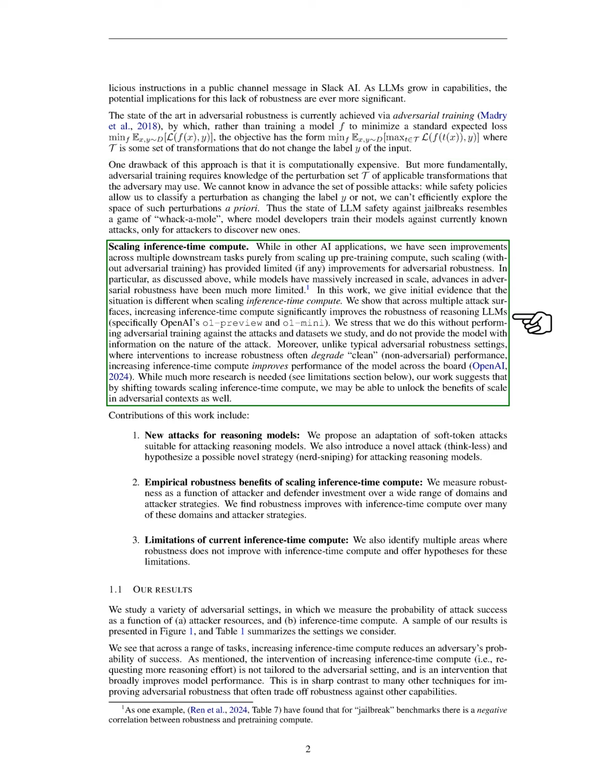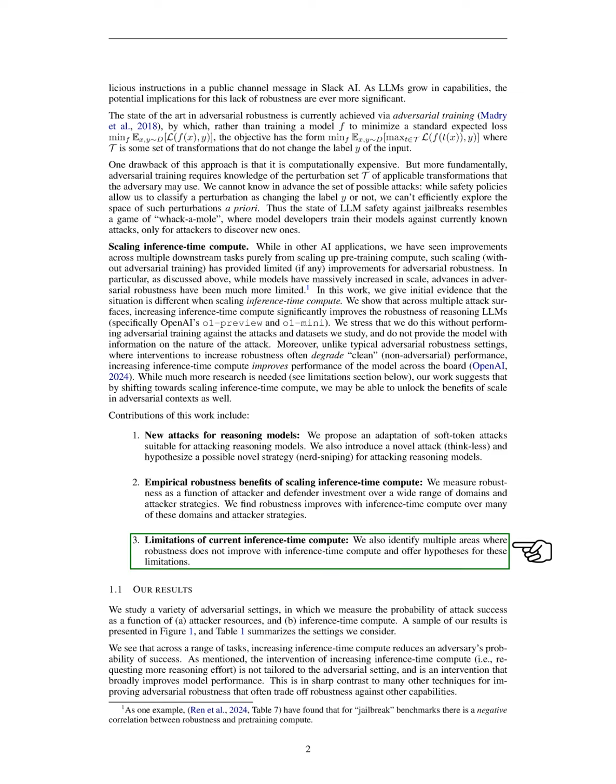We also note that while scaling up pre-training compute has benefited other AI tasks, it has not significantly improved adversarial robustness. In our work, we present initial evidence that increasing inference-time compute can enhance the robustness of reasoning LLMs, specifically OpenAI's O1 Preview and O1 Mini, without the need for adversarial training. Notably, this approach improves the model's performance across the board, unlike traditional methods that often compromise clean performance.